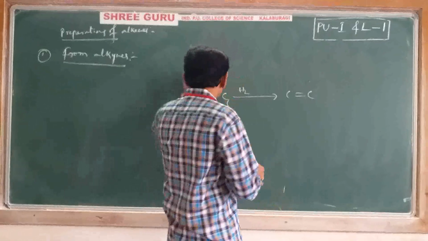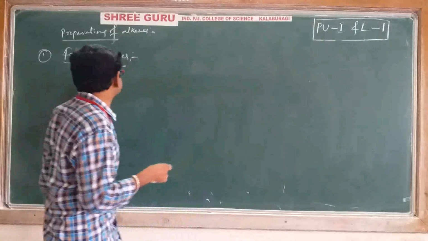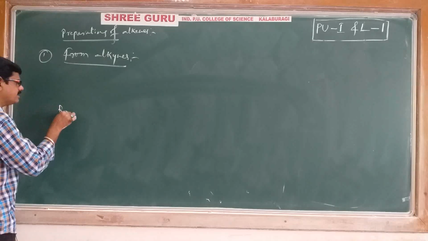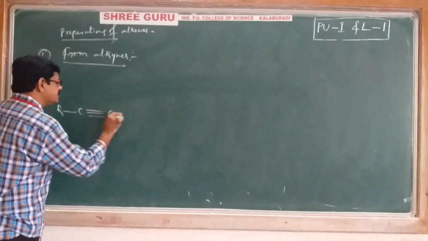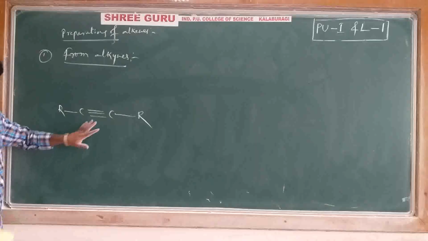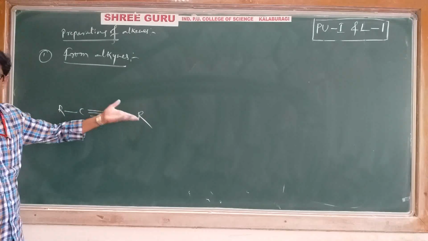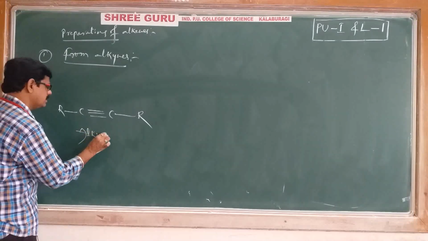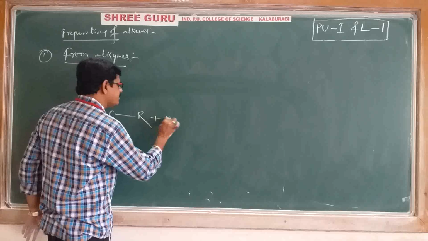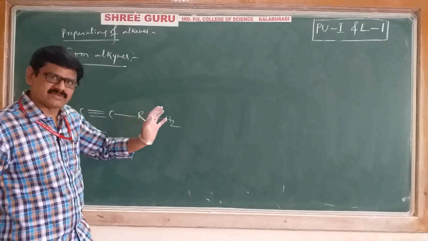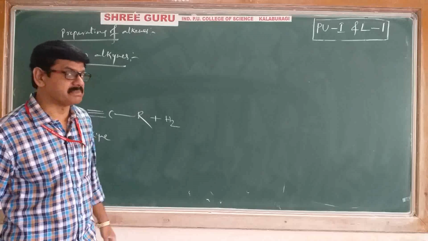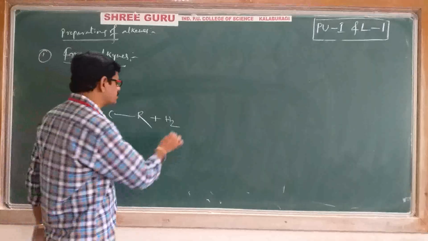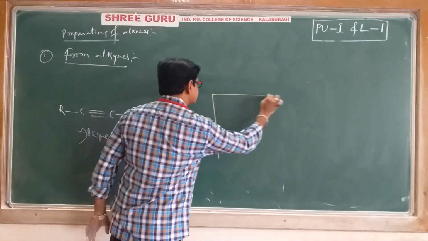Let's see now. I'll give you first a general alkyne. A general alkyne is like this: R C triple bond C R. It is one general alkyne, because here we don't know what R is. Now my target is that this alkyne is added with hydrogen. When alkynes are added with hydrogen, definitely you will get alkenes. But we will have two possible reactions here. What are those two possible reactions? Let's see carefully.